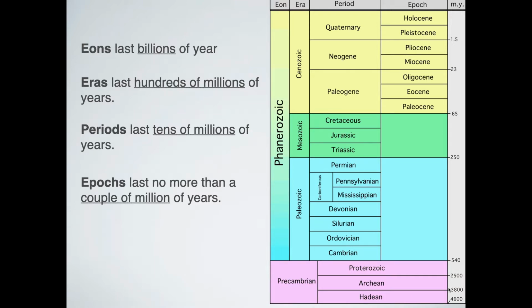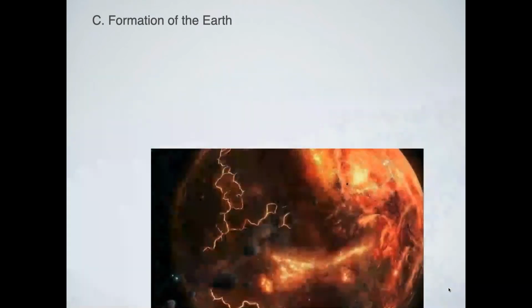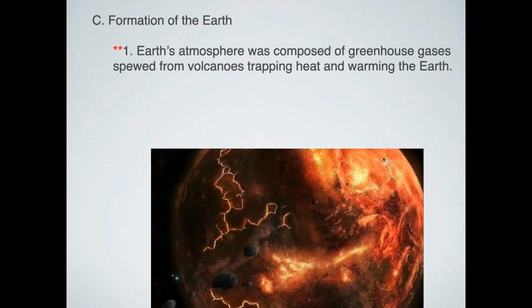Okay, so we're going to go back to the formation of the Earth. So we're going to start at the beginning, basically, right? So formation of the Earth. First of all, Earth's atmosphere, right? We didn't have an atmosphere for the most part. But if we did have an atmosphere, it would have been composed mostly of greenhouse gases because the Earth was basically molten, one gigantic magma ball, and any gases that were being released by volcanoes would have been greenhouse gases like carbon dioxide. And so that would have warmed up the surface of the Earth.